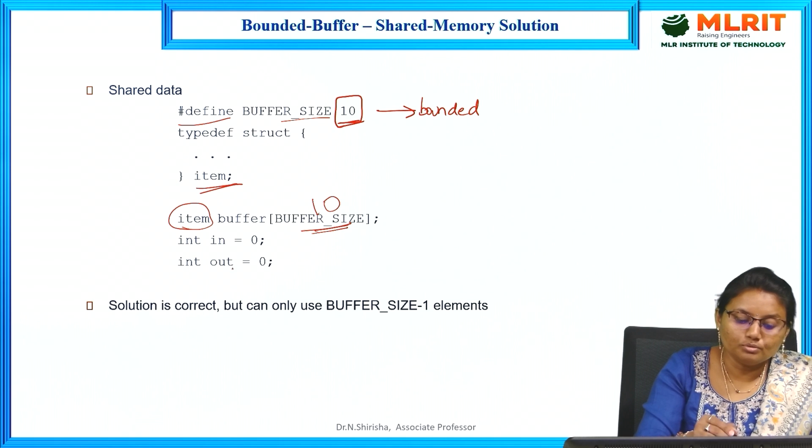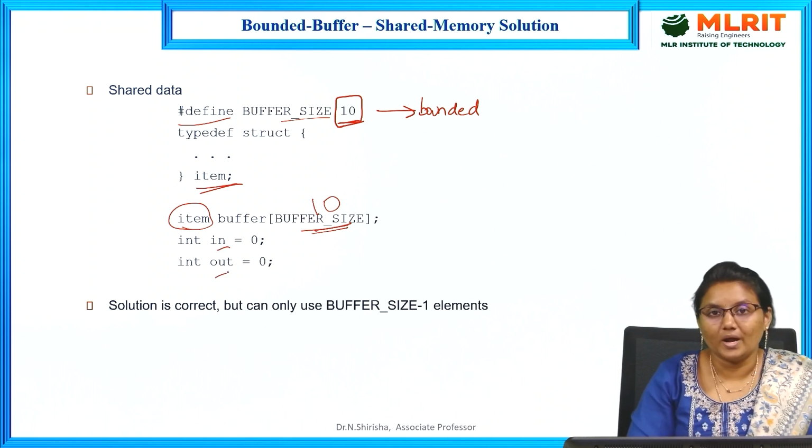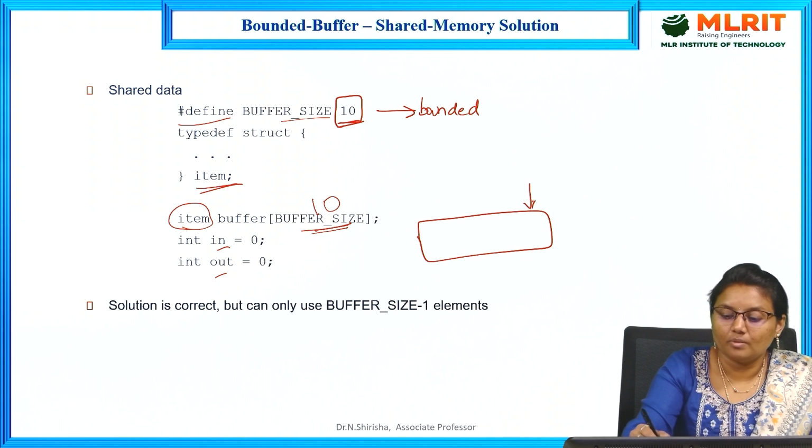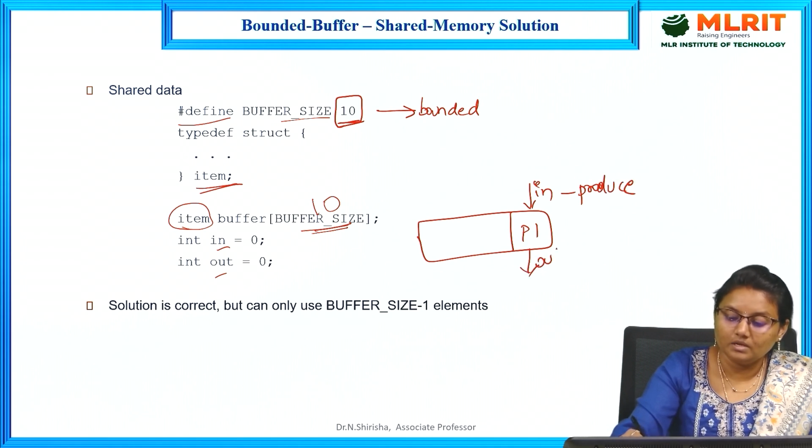Now, there are two different variables that we need. One is in. When you have a memory, the in operation will perform a process to produce. In will produce. In the same way, out will consume.